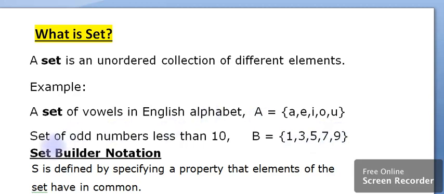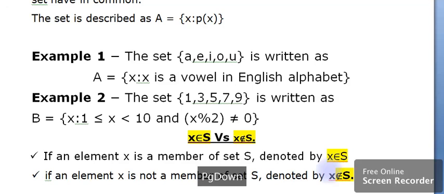Okay. So next is set builder notation. What do you mean by builder notation? Here I am specifying a property, and that property must be satisfied by all the elements of the set. Take the same two example sets. How can you give a general notation? A is equal to {x : P(x)}, where x is an element, whereas P(x) is the property of the element. Whatever the element in the given set, it must satisfy the property P(x).